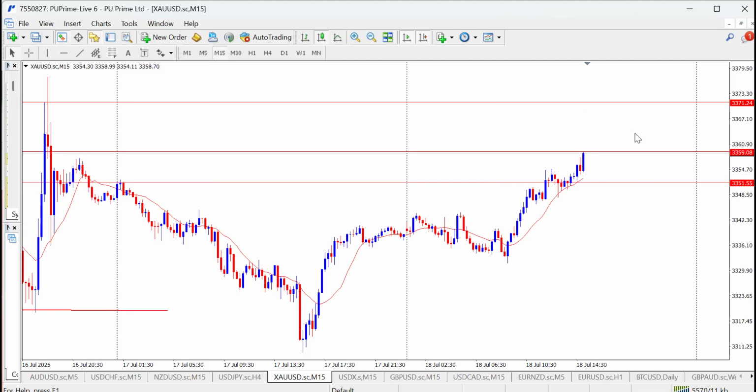So you can take a short buy on 3359.08, stop loss 3351.055. Then take profit will be at 3371.24. That is that on gold, but it is not a high probability setup. We are just looking at it.